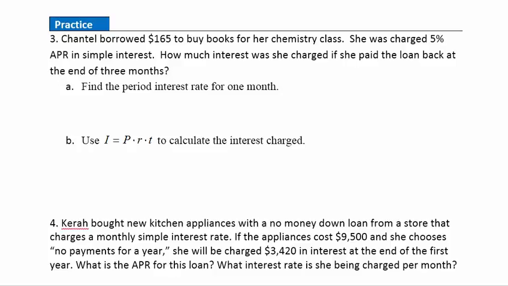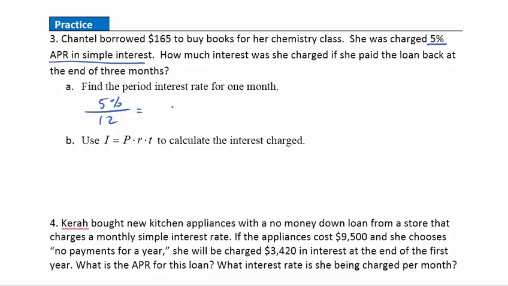Chantel borrowed $165 to buy books for her chemistry class. She was charged 5% APR in simple interest. How much interest is she going to get charged if she pays the loan back at the end of 3 months? Okay, let's see. So she's getting charged 5% APR. And we're breaking this down to a monthly interest rate, because we're at the end of 3 months here. So we want to first take this 5% and divide it by 12. That's going to give us how much interest each month.